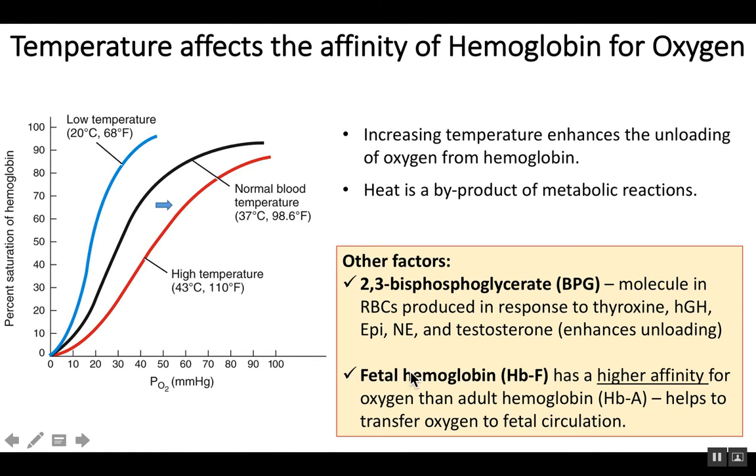This last thing is just a comparison. Hemoglobin is different in a fetus, in a fetal circulation, than adult. So fetal hemoglobin actually has a higher affinity for oxygen. This helps to transfer that oxygen from the mother's blood into the fetal circulation. It's a way to make sure the fetus is getting oxygen. If they were equal, same affinity, there would be equal amounts being distributed between mom's blood and the fetal blood. We want to shift a little more of that oxygen into the fetal circulation.